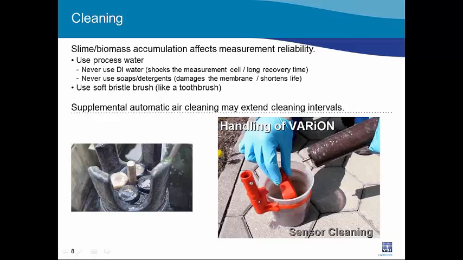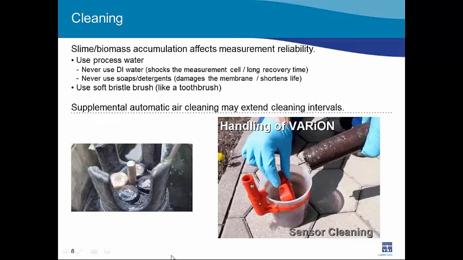We recommend you use process water. Basically, you do not want to use DI water, especially because it can shock the measurement cell and result in a long recovery time. It may not ruin the probe, but you may not want to do a calibration right after cleaning it in DI water, because it takes the sensor a while to adapt. However, you never want to use soaps and detergents. These will damage the membrane and possibly ruin the probe, and for sure will shorten its life.